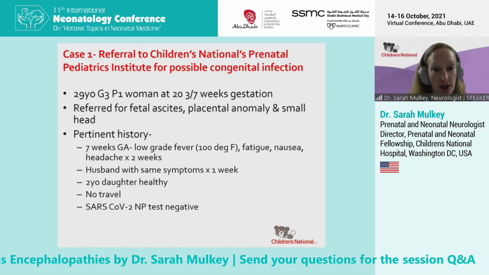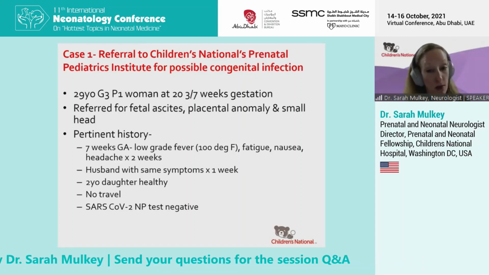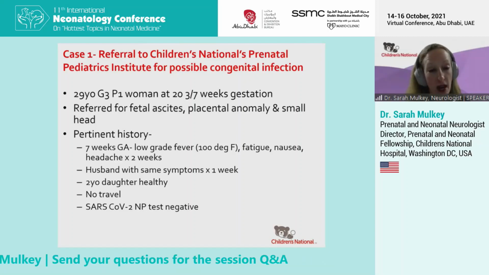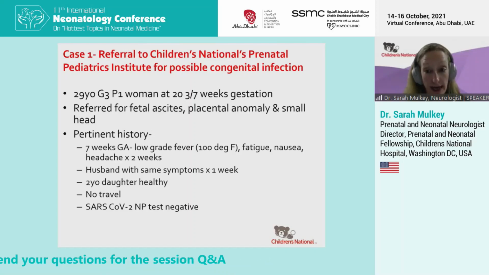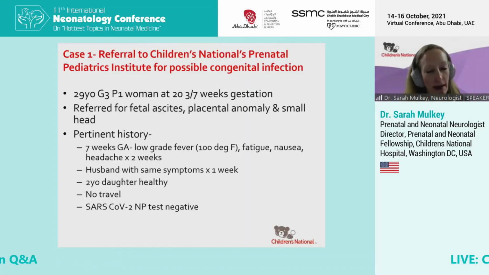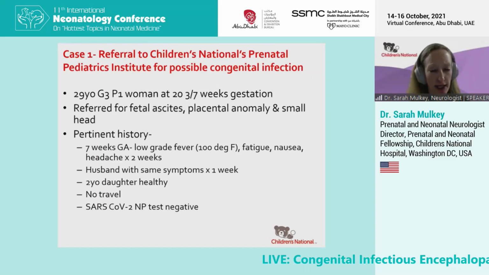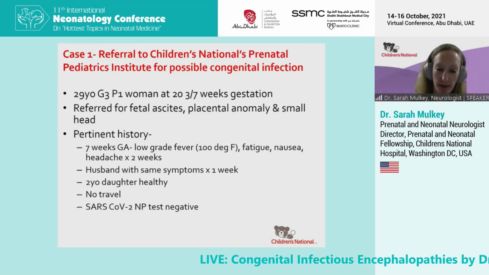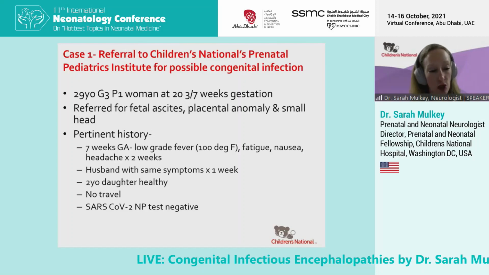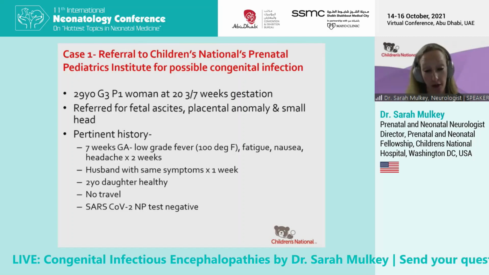So this was a very interesting referral of a 29-year-old G3P2 mom at 20 weeks and 3 days into her pregnancy. She was sent to us because of fetal ascites, a placental abnormality, and a small fetal head. And the history was very interesting on this one. At 7 weeks into her pregnancy, and this was in the summer, she had a low-grade fever, fatigue, nausea, and headache. Her husband had the same symptoms for about a week. They had a 2-year-old daughter who's healthy. They hadn't traveled anywhere, and she was negative for COVID.